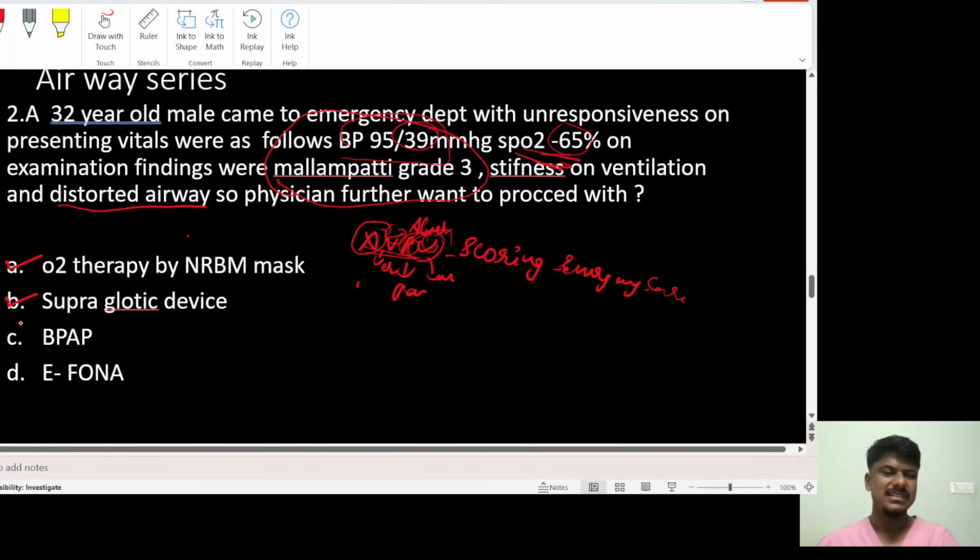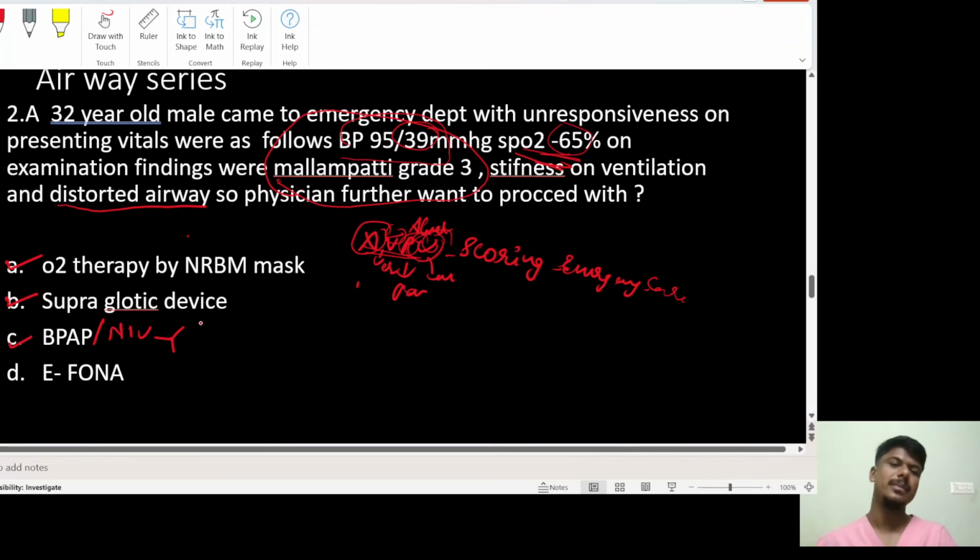And the third option is BiPAP or NIV. BiPAP, bi-level positive airway pressure ventilation. Bi-level means two. Bi means two, always two.